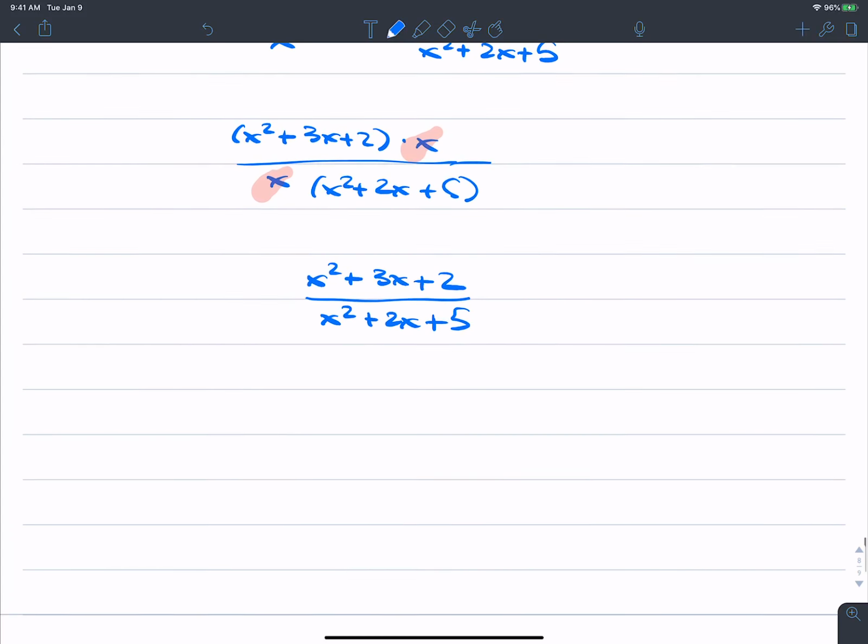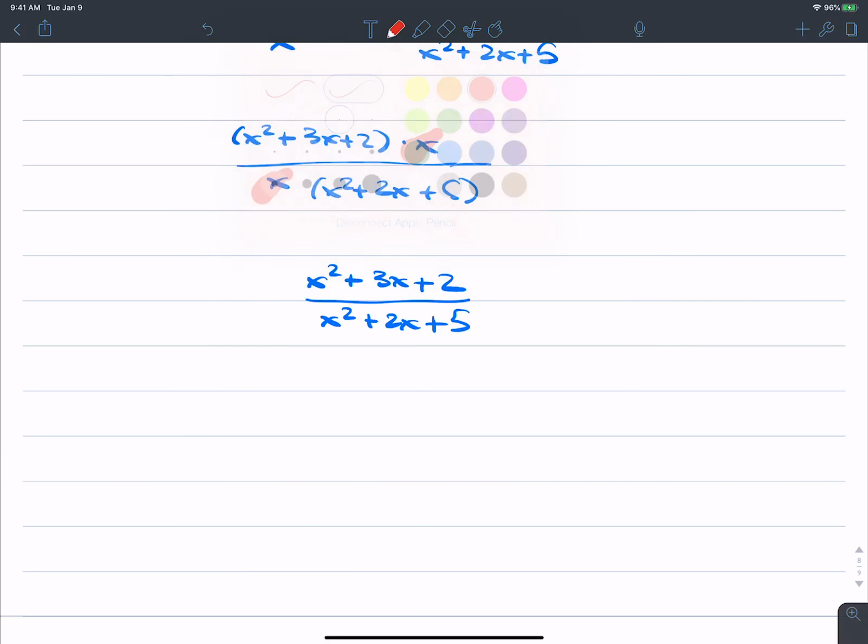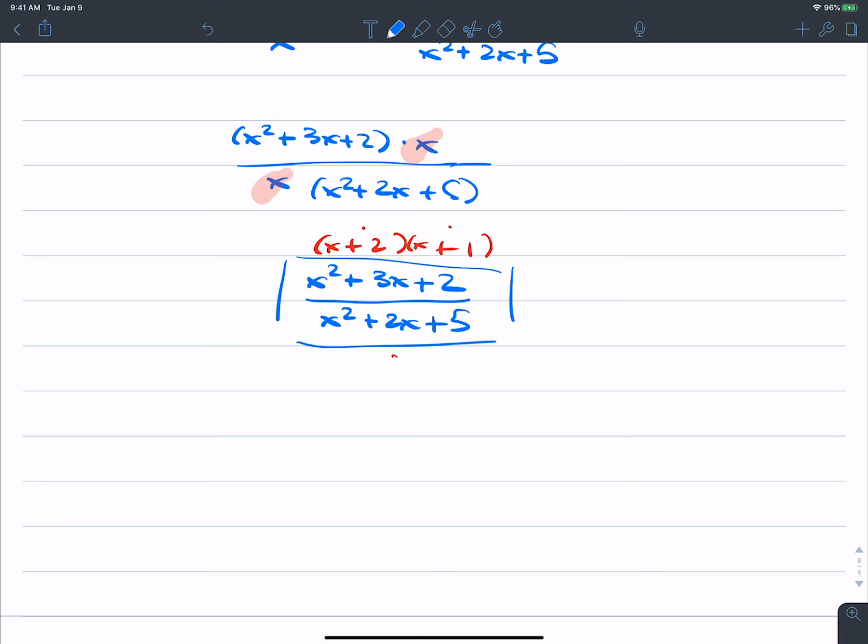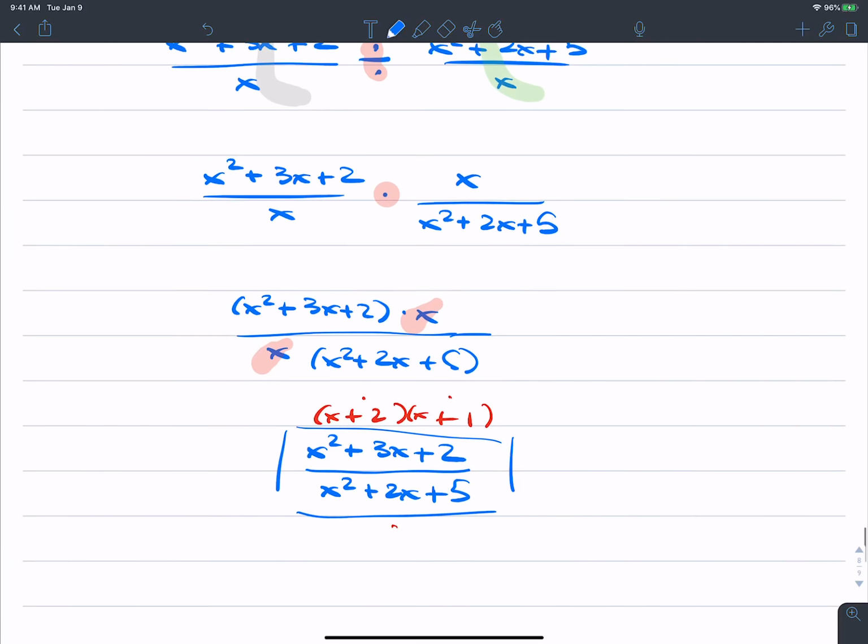Now ideally at this point, what you can do here is factor the numerator because it's factorable. The denominator, though, isn't factorable. So we want to see whether or not we can cancel. And as you can see, the x plus 2 here and the x plus 1 doesn't cancel with the x squared plus 2x plus 5. So that means you have a simplified fraction, and that means you are done. This is your final answer.